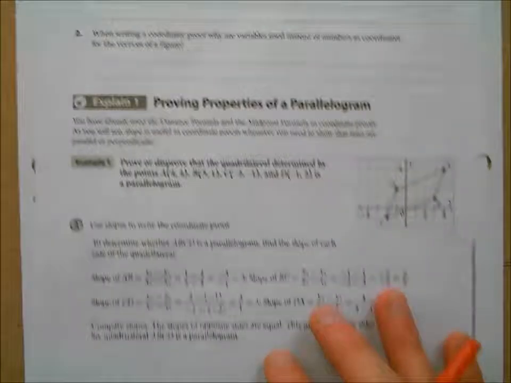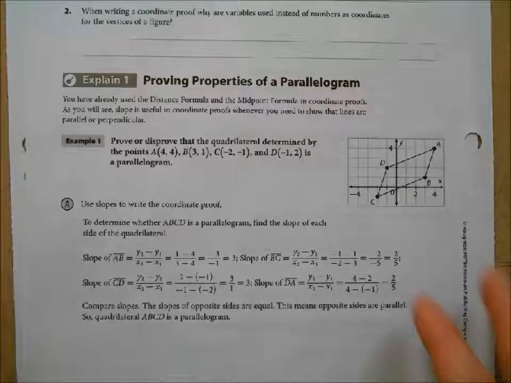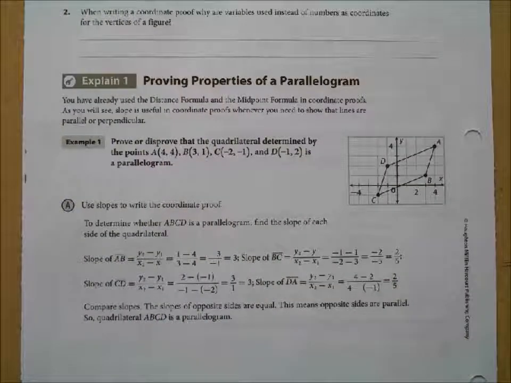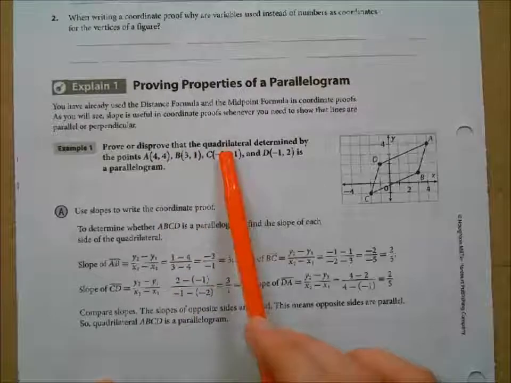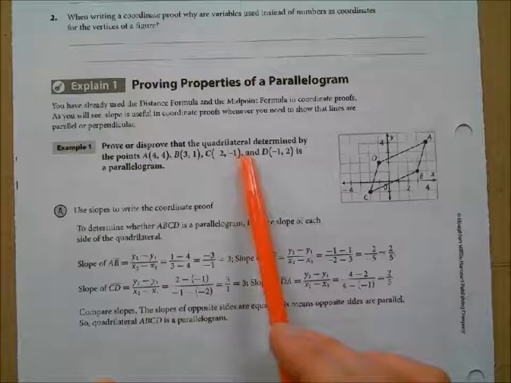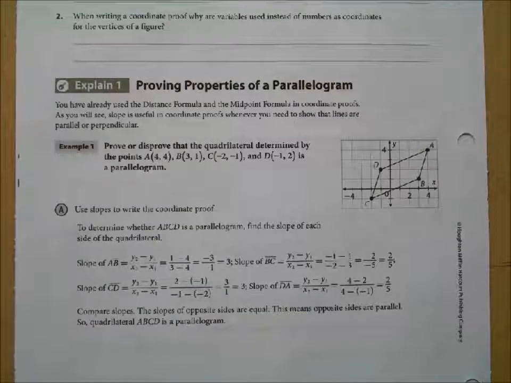Okay? So example 1 asks us to prove or disprove. Proof. I hate proofs, Mr. Witt. That's okay. These proofs will be easy compared to the stuff we've done in the past, I think. Prove or disprove the quadrilateral determined by the points A, B, C, and D is a parallelogram. Right? This is stuff we've already been doing.